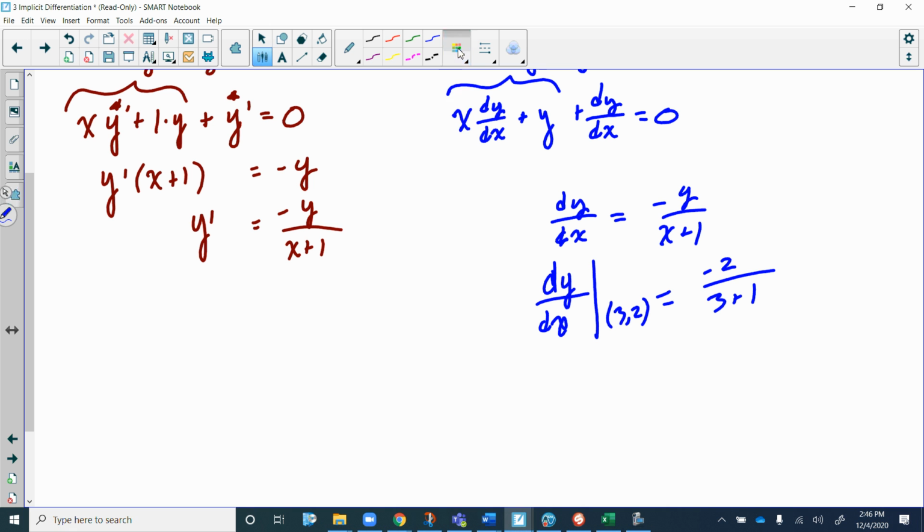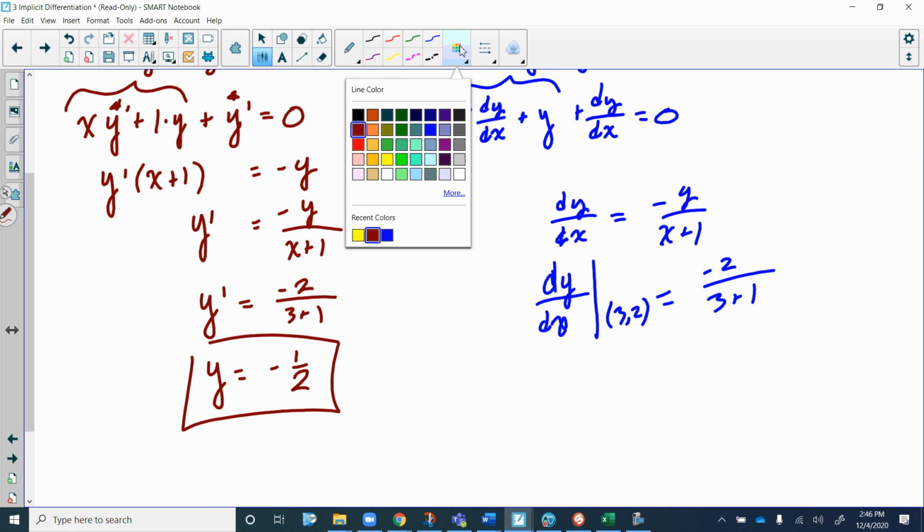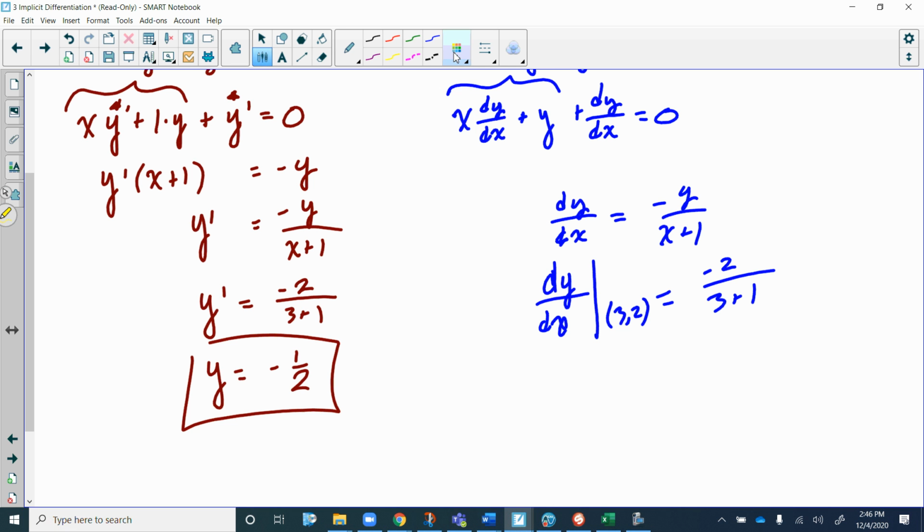But again, I get lazy. I'm going to just do my substitution at this point. I would say y prime would be equal to negative 2 for y, and 3 plus 1 in the denominator when I substitute the 3 for the x. So that's going to give me negative 2 over 4, or negative 1/2.